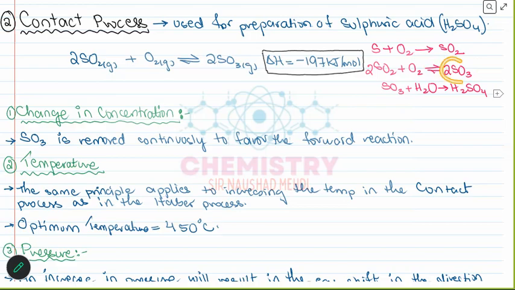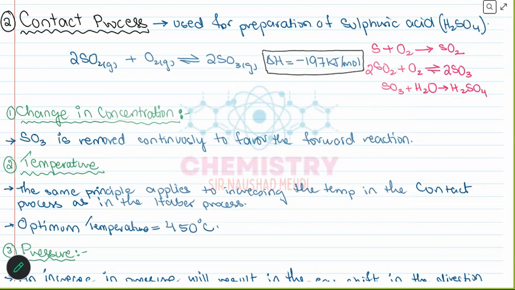And then when you get the sulfur trioxide gas, in the third step you perform the hydration of the sulfur trioxide gas to produce sulfuric acid. You spray water onto the sulfur trioxide gas to get sulfuric acid. Is it clear?